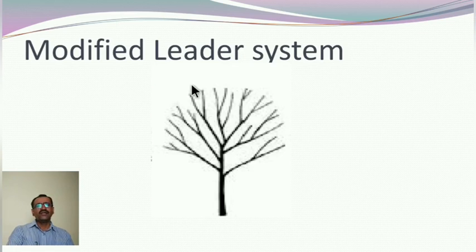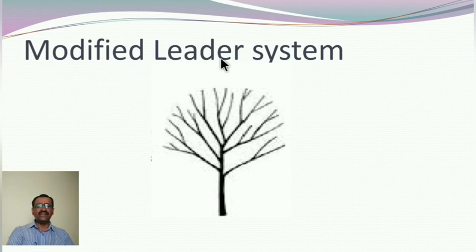And the third one is the modified leader. It is the combination of both systems. This is the intermediate form of the central leader and the open center system, and draws the benefit of both systems. So it is known as the modified leader system.